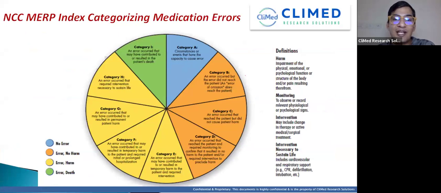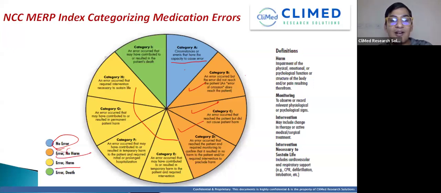So A to I. See, A is the circumstances or events that have the capacity to cause error, but not reaching the patient. Okay, not reaching the patient. These are no errors happening during the prescription, or not reaching the patient exactly. B is error but no harm. C is error but no harm. D is error but no harm. You can classify with the colors. Error, no harm. Error, harm. Yellow, error, harm. And green is error and death.